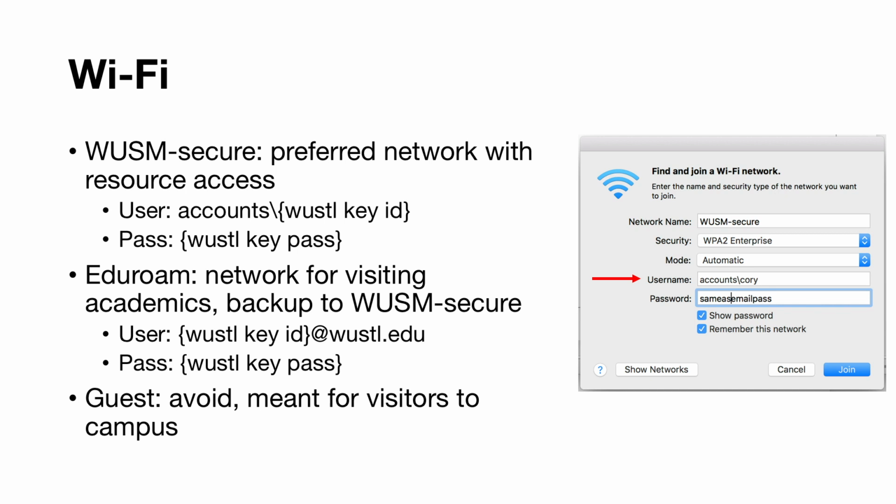EduRoam is an alternative wireless network that may be used if you have issues with WUSM Secure. It's truly designed for individuals who are traveling as academics, but you can log in easily using your WUSL key ID email. So for example, I would use corey@wusl.edu and then my email password to log into the EduRoam network. The Guest network is accessible as an unencrypted resource. However, it should be avoided if possible, and is really meant to be used for visitors to campus who don't have academic credentials that would otherwise allow them to log into EduRoam.